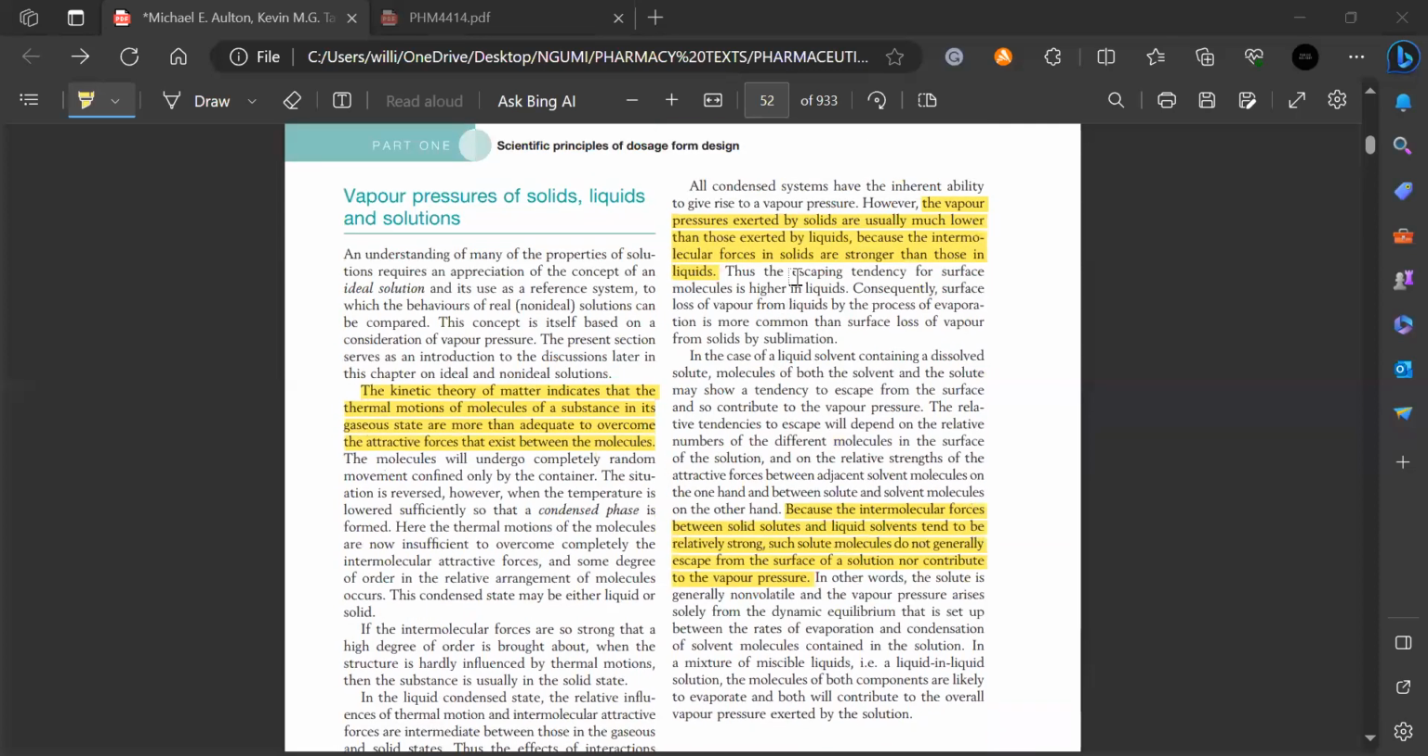However, the pressures exerted by solids are usually much lower than those exerted by liquids because the intermolecular forces in solids are stronger than those in liquids.